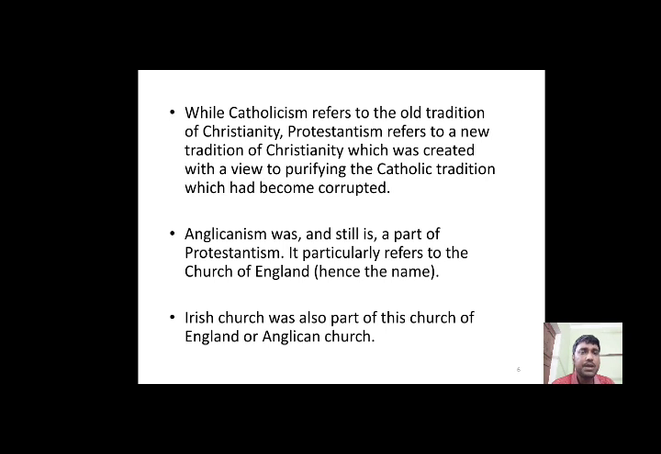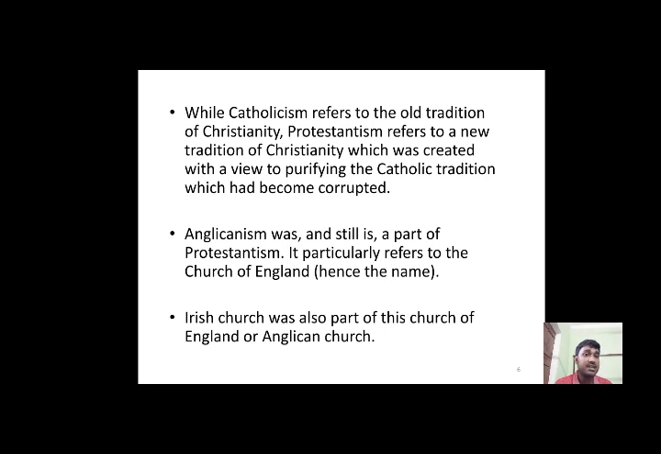Protestantism grew out of this Catholicism because some people thought that the religion of Christianity, the institution called Christianity, got corrupted and some malpractices got into it. So in order to purify the religion, in order to purify the institution, some people tried to purge the religion of all these malpractices. And that's how Protestantism grew. So Protestantism grew as a protest to those corruptions, to those malpractices that got entangled with the mainstream Christianity called Catholicism. Now, Anglicanism was a part and still a part of this Protestant tradition.